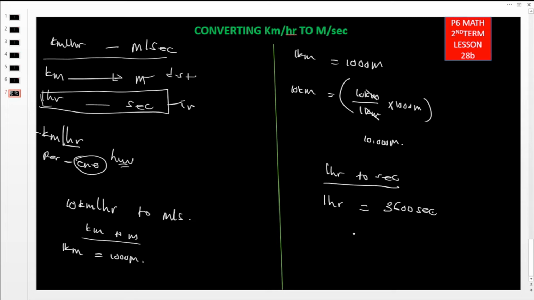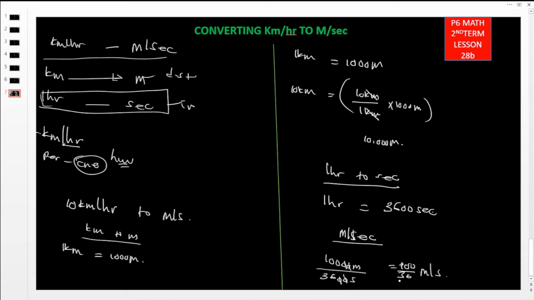Now the third step is to get meters per second, so we divide meters by seconds. We have 10,000 meters out of 3,600 seconds, since 1 hour has 3,600 seconds. A 0 with a 0, and a 0 with a 0, gives 100 out of 36 meters per second.